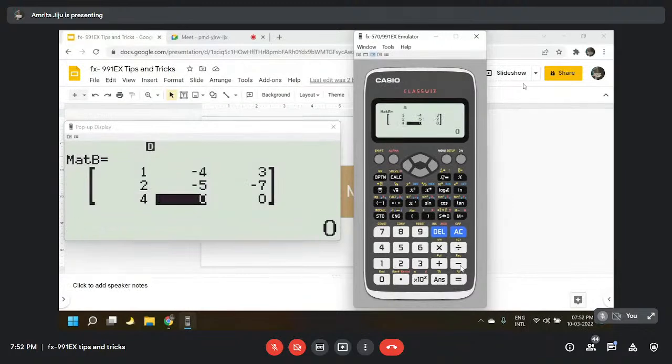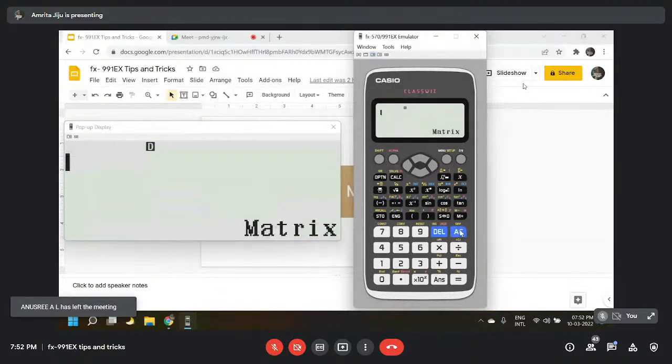4, -6. Okay. So now our matrix B is also set. So now we have two matrices stored in the memory location of the calculator. So now let's see how we do the addition, subtraction, multiplication, division, etc.